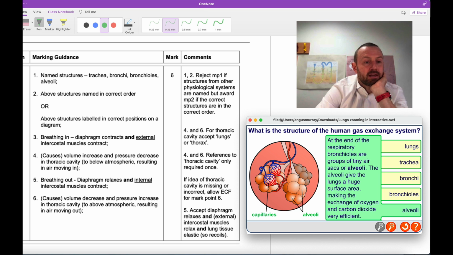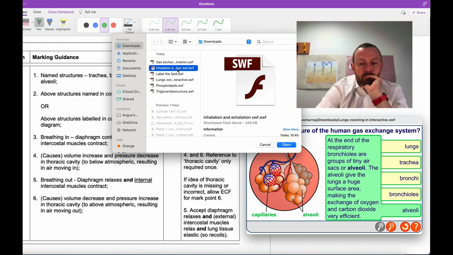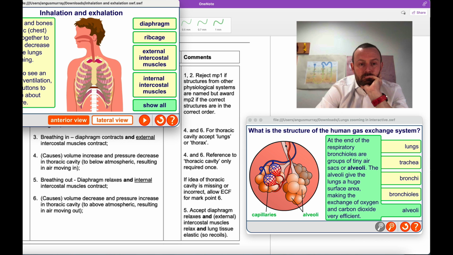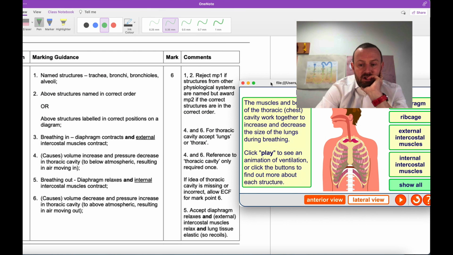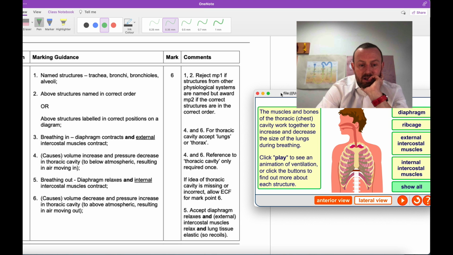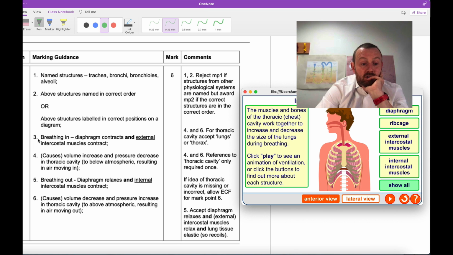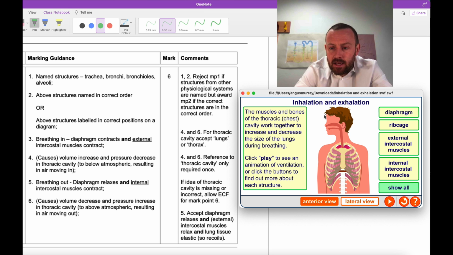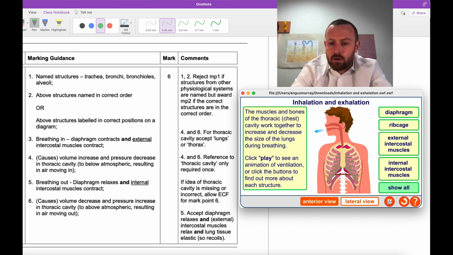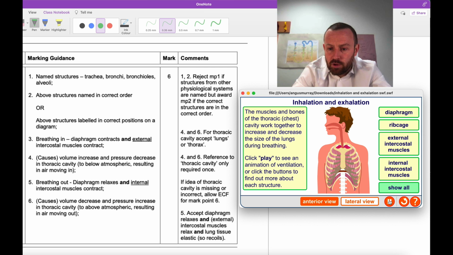Okay, so let's look at this breathing in and breathing out. Right. So, what happens in inhalation and exhalation? So this is marks 3 and 4 and 5 and 6. Okay, so there's lots of marks here for this actually. Inhalation and exhalation. Okay, so let's just click play here. So yeah, this is great. We can see what's going on with all the different parts of the lungs.